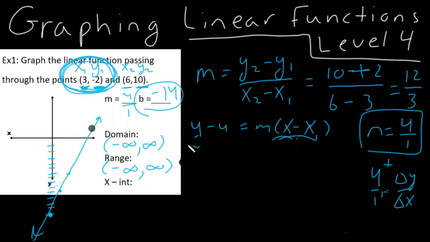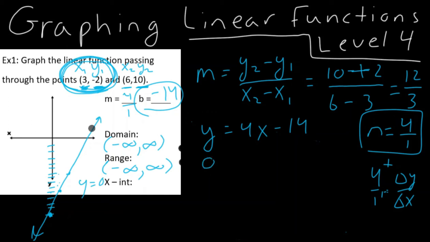In order to find the x-intercept, what do I have to do to my function? Well, we know that our function was this: y equals 4x minus 14. And in order to find the x-intercept, we always have to set y equal to 0. So I'll write 0 equals 4x minus 14.